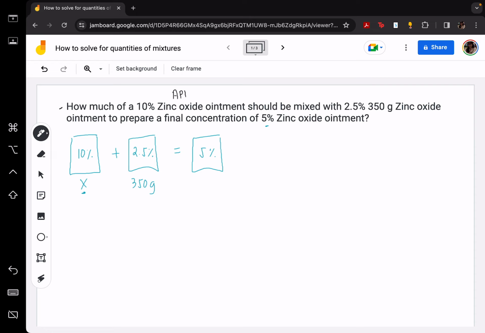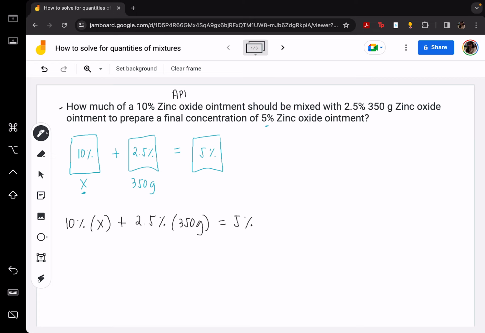So when you do this, you simply multiply the concentration to its amount. Just get the first pair, add the second pair, and that's it. So how do we go about this? We get the 10%, the first concentration, multiply it to its partner, which is the amount in terms of X, that's what we're looking for, and then we add the second pair, the 2.5% concentration and its amount, equals the final product, the 5%.